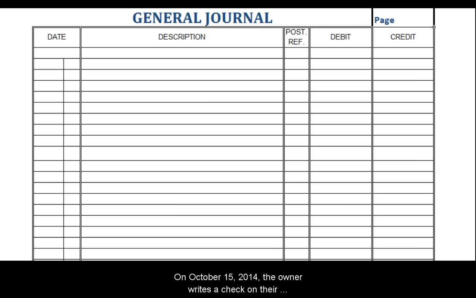On October 15th, 2014, the owner writes a check on their personal account for $10,000 and deposits it in the business checking account. We analyze the transaction to determine that cash is increased, which is a debit, and owner's equity is increased, which is a credit.